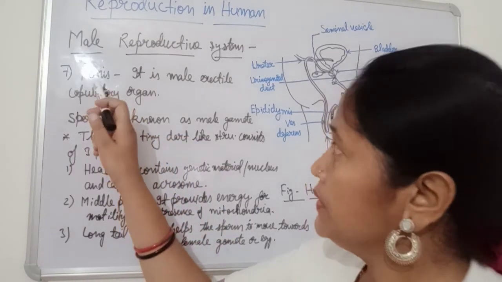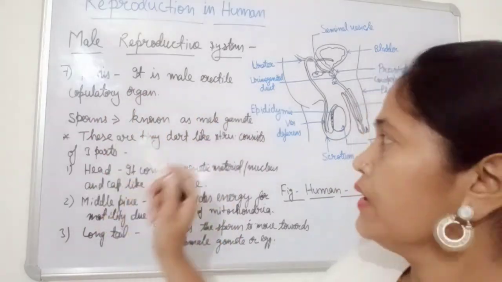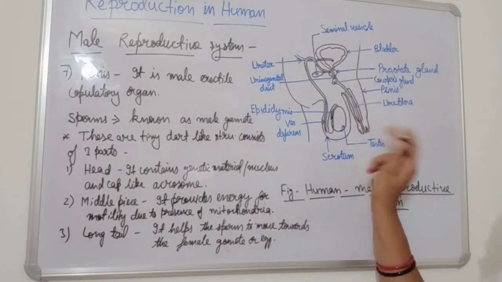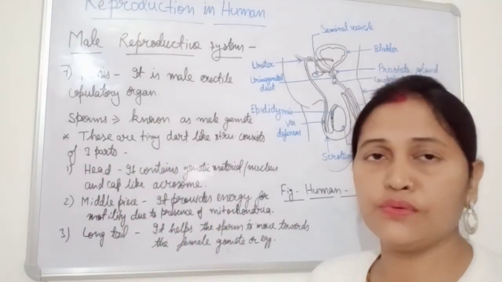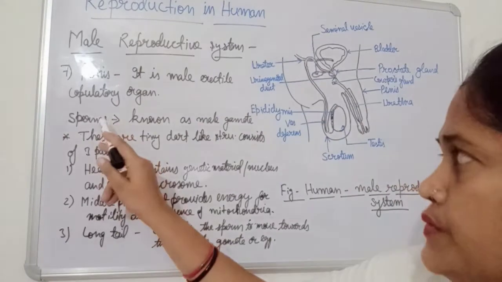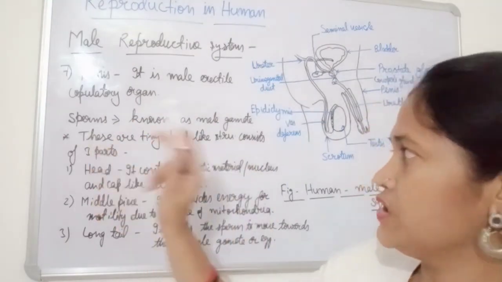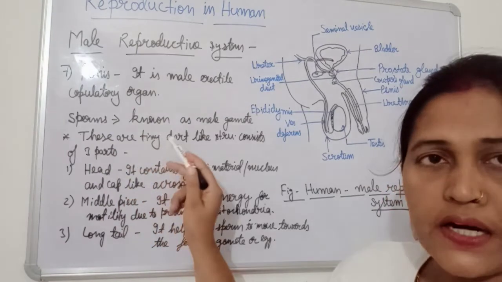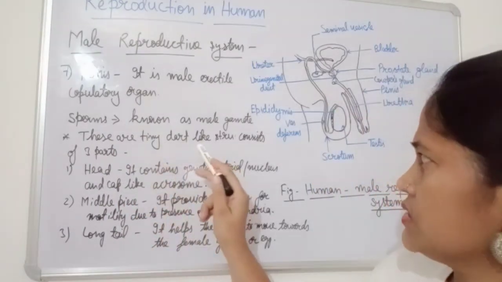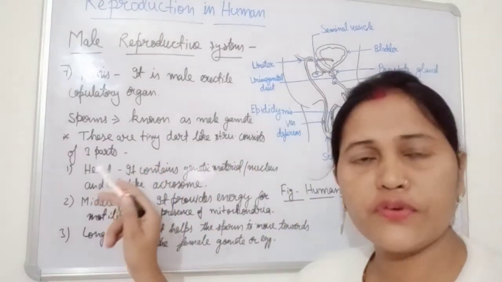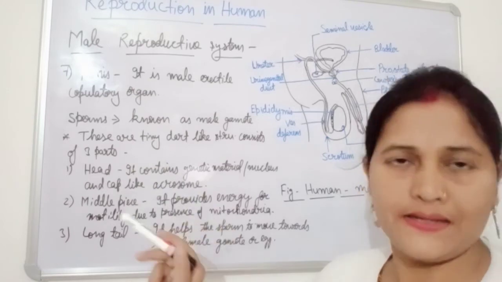Now next, the penis. It is a male erectile copulatory organ. It is given in the diagram at this level. Now the important thing is that we have to know some introduction about sperms. It is a male gamete. These are very tiny, fine structures, and basically they are made of 3 parts: head, middle piece and tail.